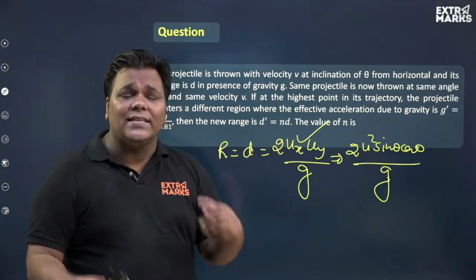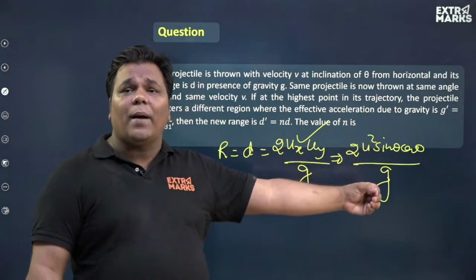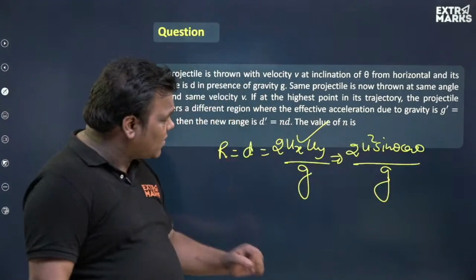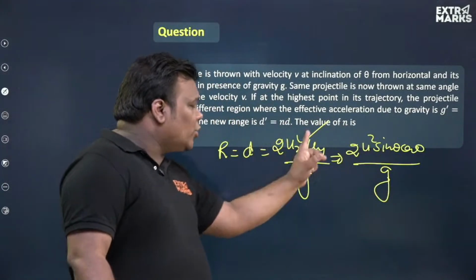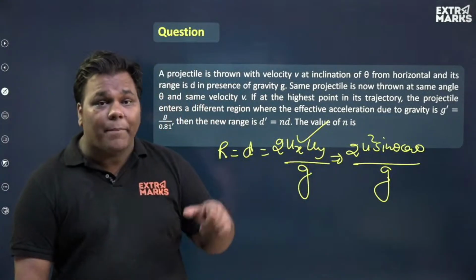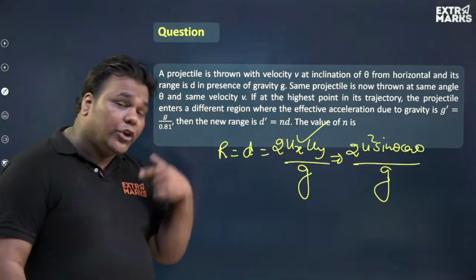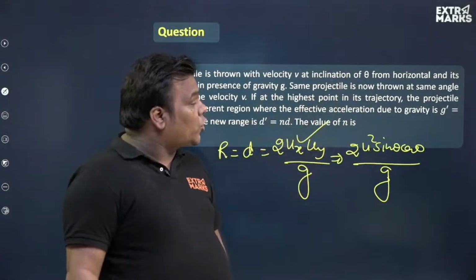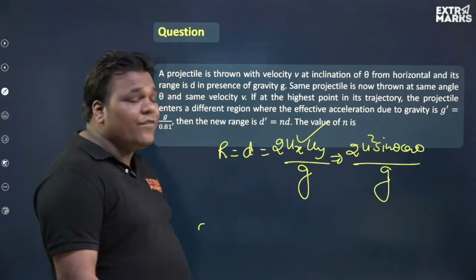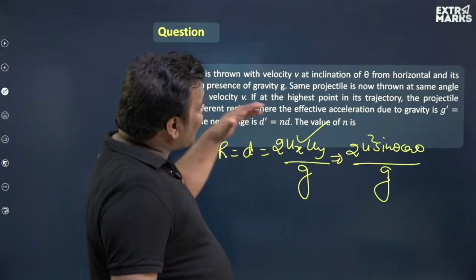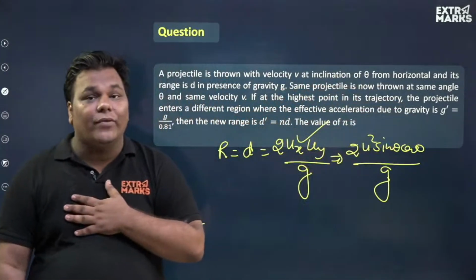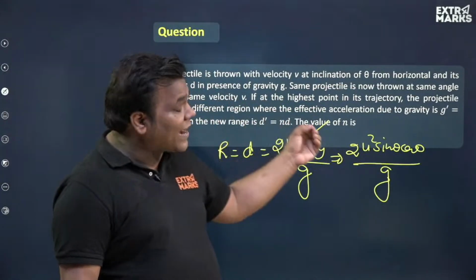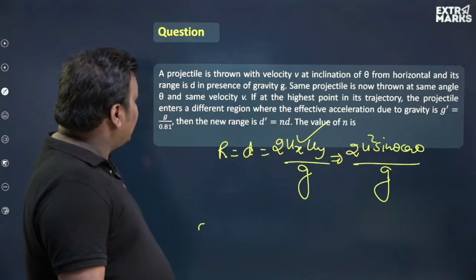It is range. What is range? Range is the distance traveled by the projectile in the horizontal direction. So this is the horizontal velocity, and 2uy by g is the time taken by the projectile to reach the ground. So you guys should know, it's very simple as that. Anyway, the same projectile is now thrown at the same angle theta and same velocity v, but when it is at the highest point of the trajectory, the projectile enters a different region where the effective acceleration due to gravity is g dash.